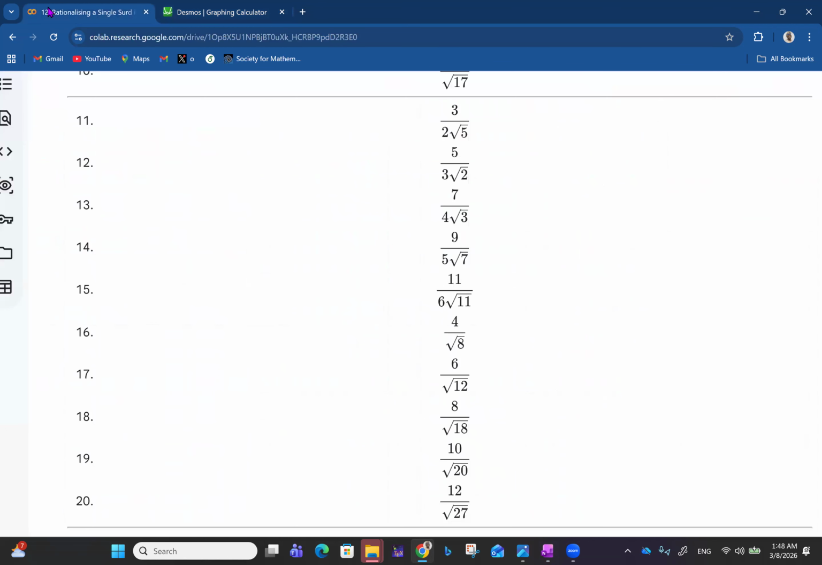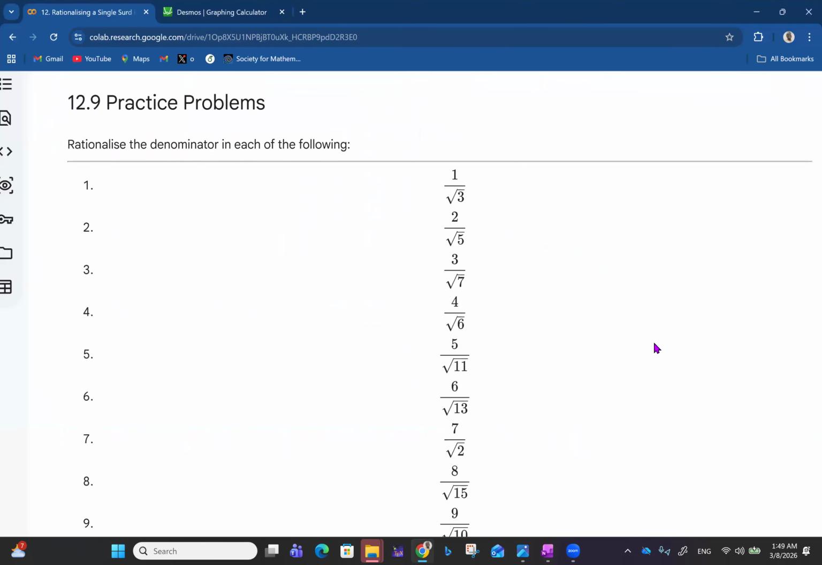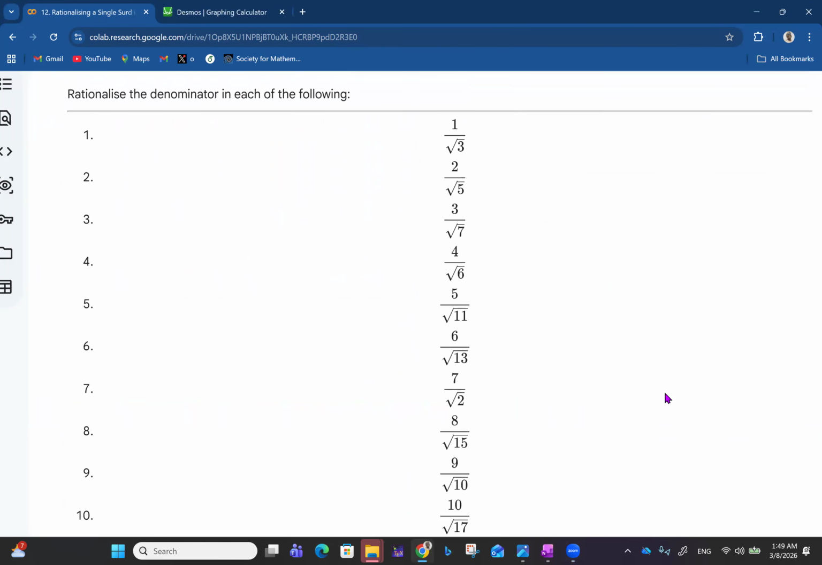Okay. So with this, we come to the end of this interesting video about rationalizing a single surd in the denominator. So you just multiply by something like root b over b, where root b is the denominator of the surd you're trying to rationalize. So don't forget to try your hands on the practice questions so you can actually get used to the idea.